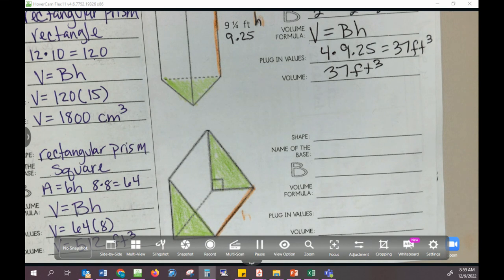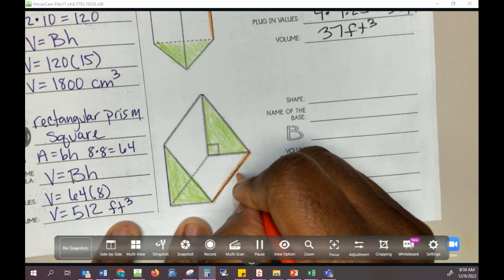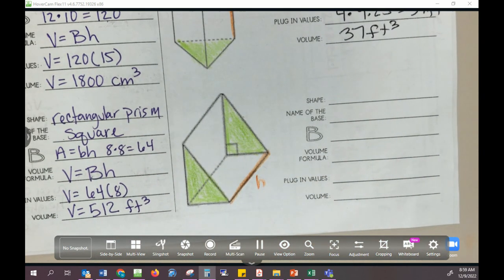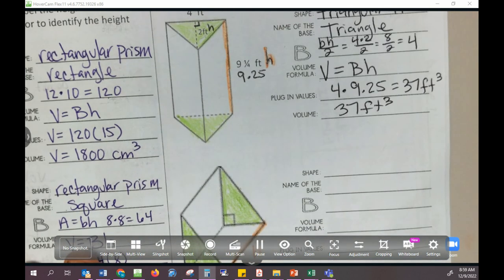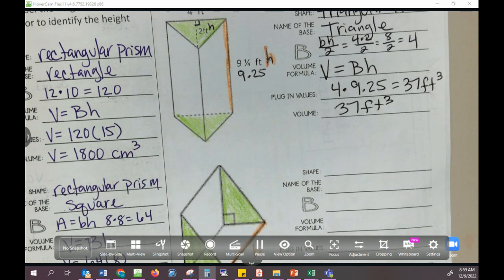When you have it, you can do a thumbs up. You have one? Okay. And I will come around and check to see what you came up with and that you use your formulas correctly. Because remember, your big B is the area of a triangle. So it's base times height divided by 2. I will look at that.